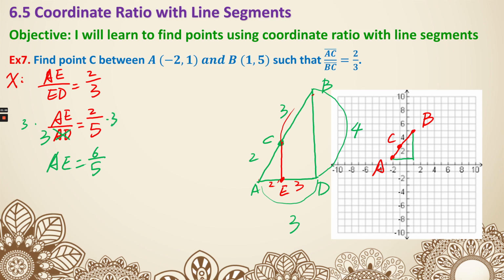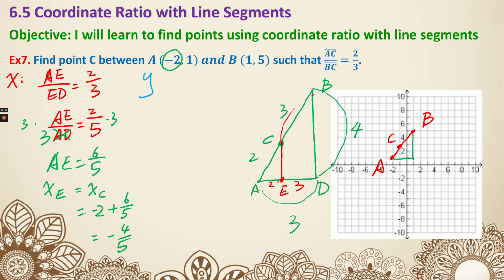Then I'm going to use that to find the x coordinate for C. Because the x coordinate for E is the same as the x coordinate for C, which is to the right of A, I'm going to use the x coordinate for A, which is negative 2, add the 6/5. That is going to give you negative 4/5.